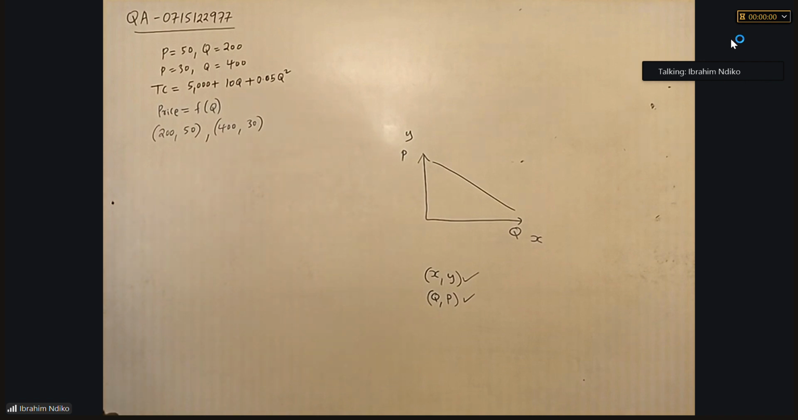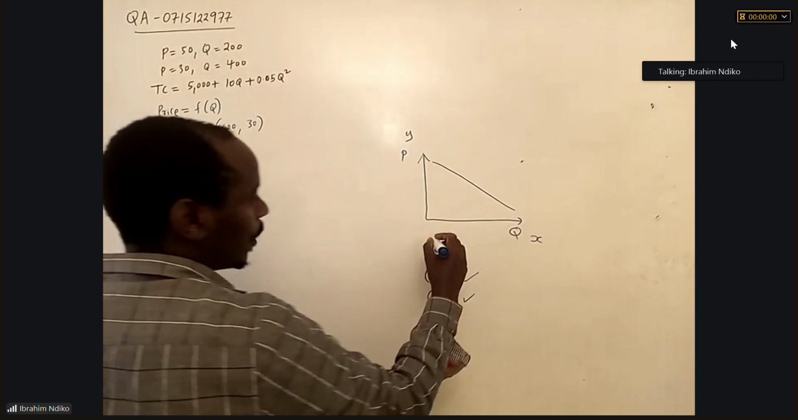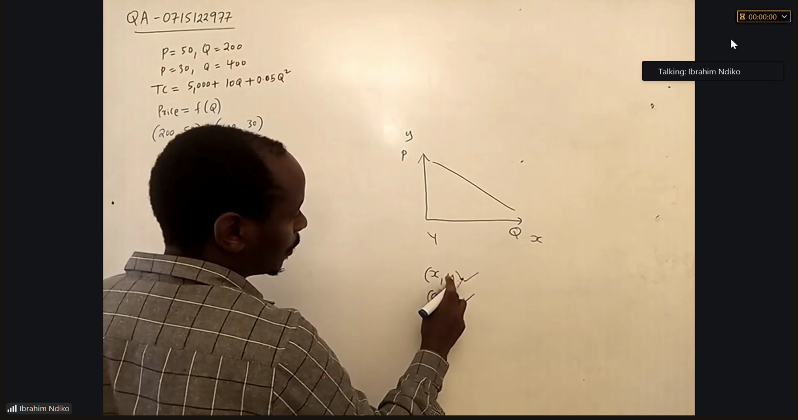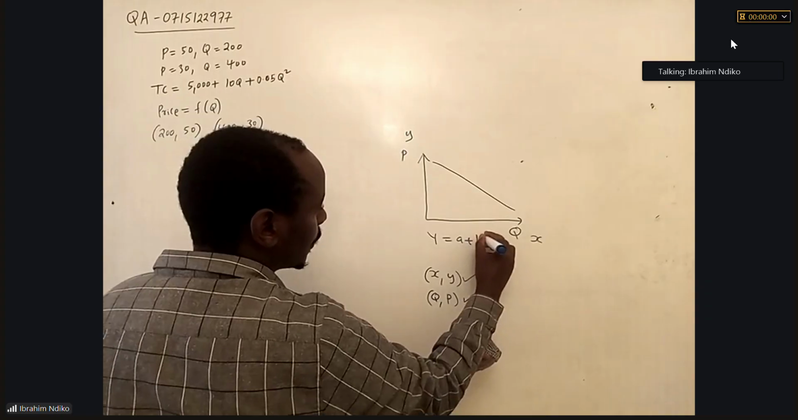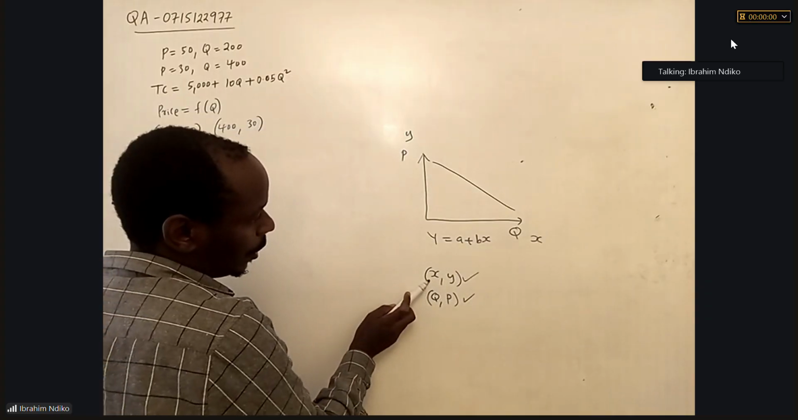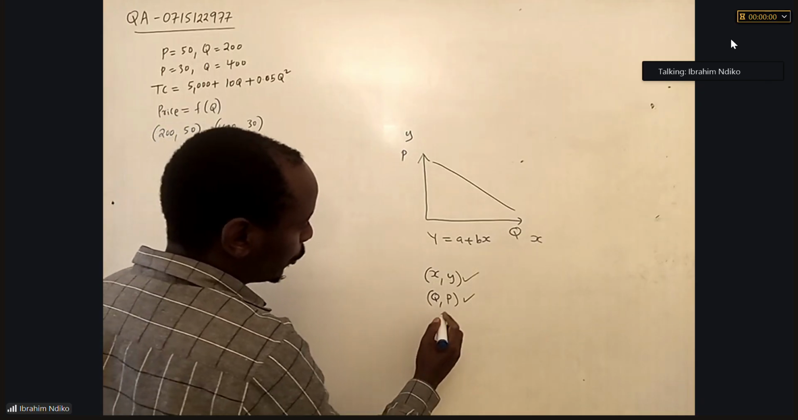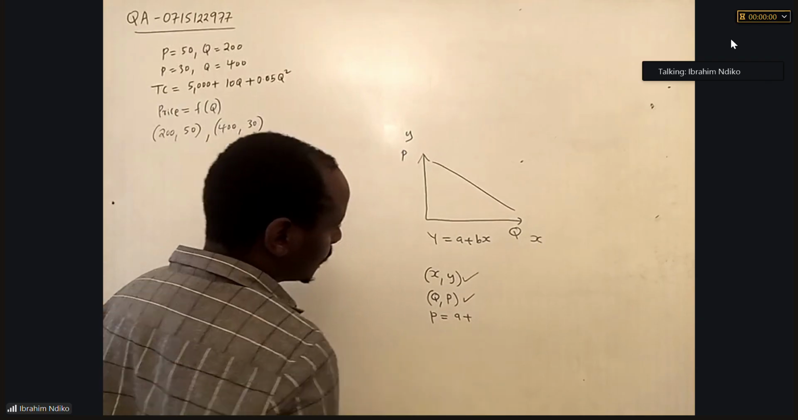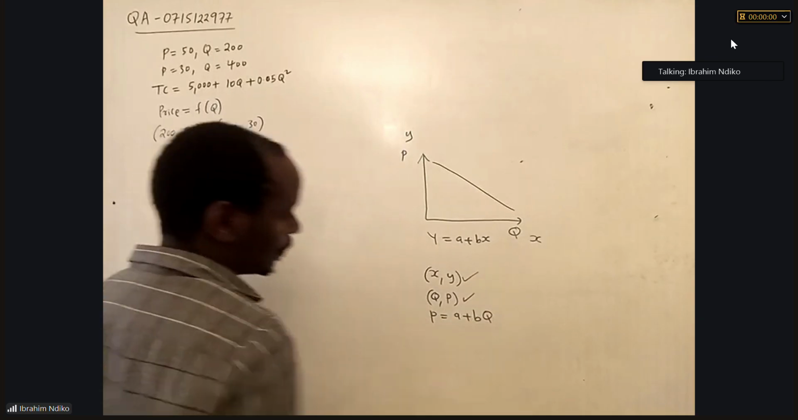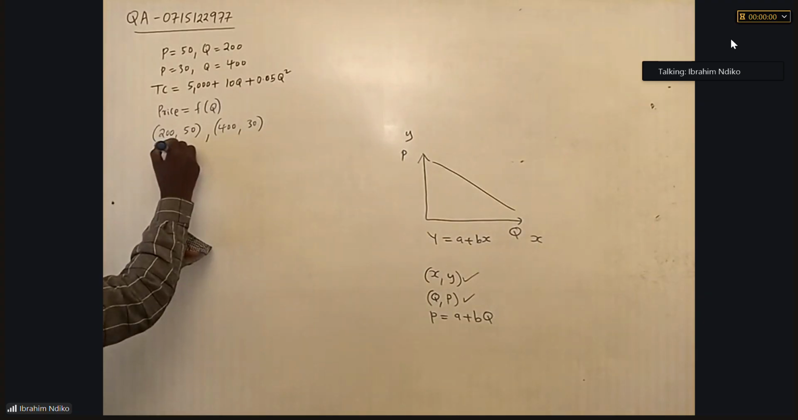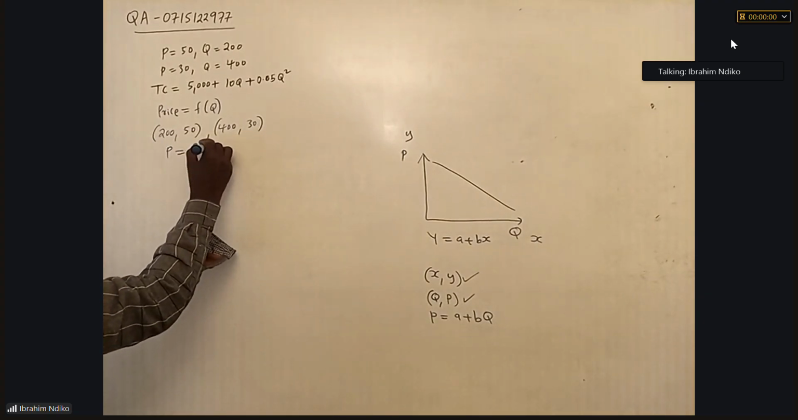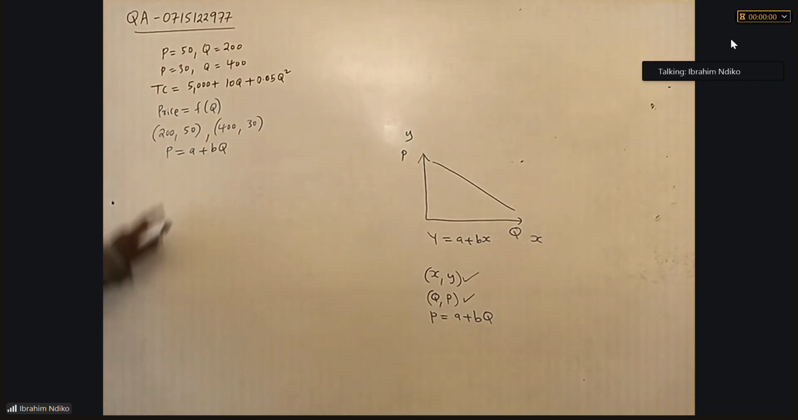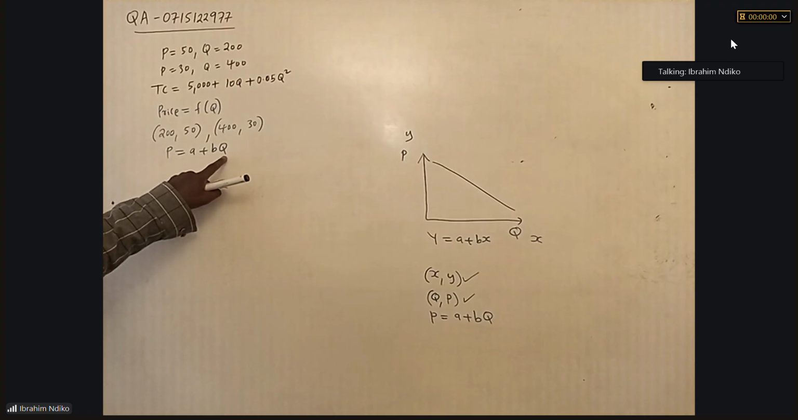Now, we need to come up with this equation. If you are using X and Y, Y is equal to A plus BX. If you are using the second one, it will be P is equal to A plus BQ. So we need this equation here. P is equal to A plus BQ. And that one is price, which price means demand. So price is a function of Q.